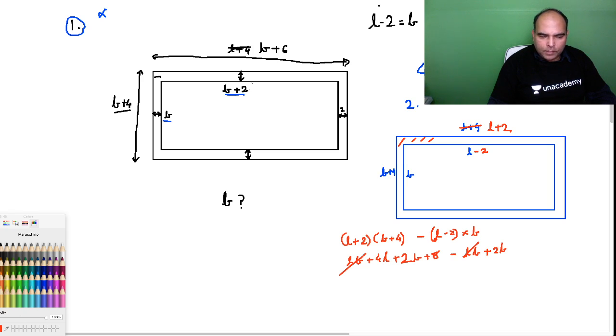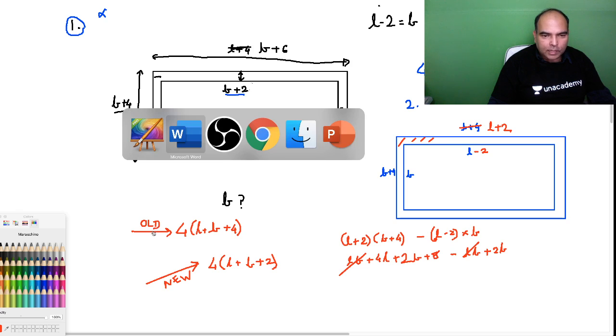So I have got the area now as 4 times, let me just write it at the right place. My original area was 4 times L plus B plus 4, and my new area has become 4 times L plus B plus 2. According to the statement in the question, this is the new area of the path, this is the old area of the path, and the new area is 1/4 the old area. That's what the question tells me.